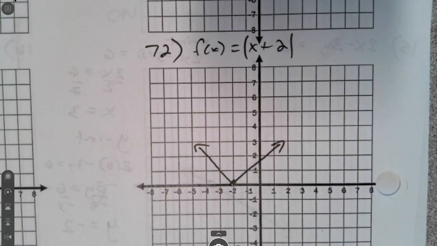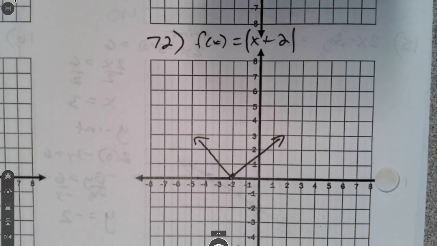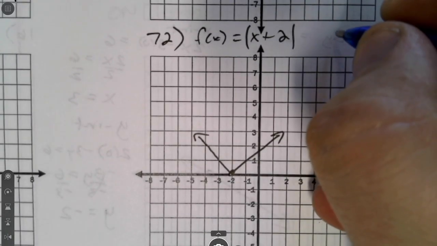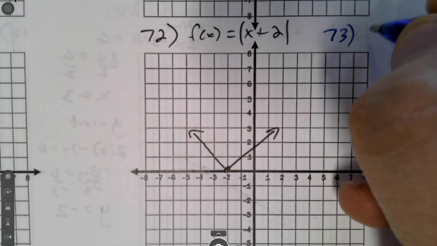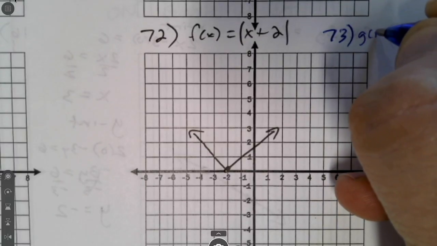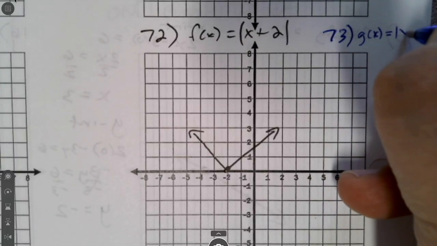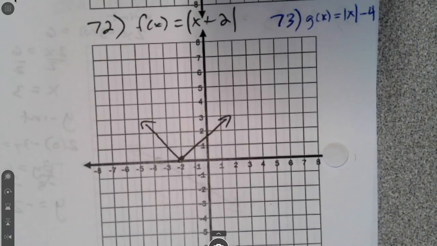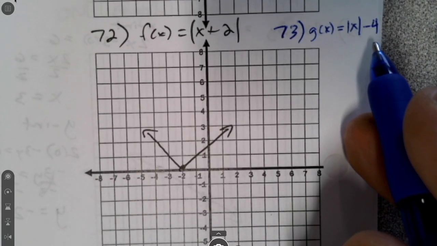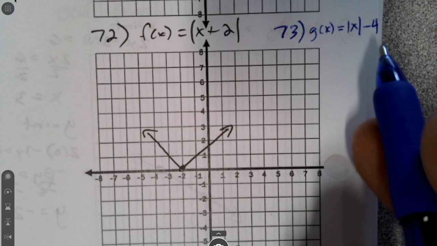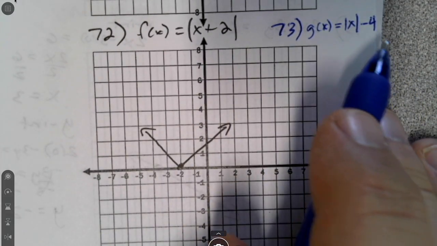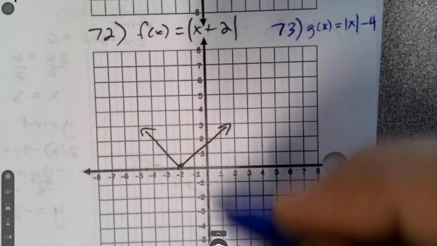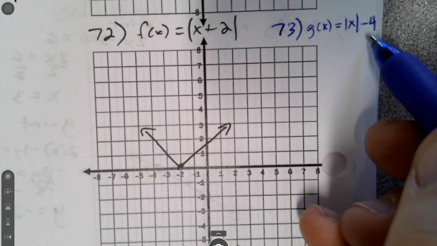Okay, whereas 73, I'm going to use a different color pen just so we can not have to use a whole other sheet in just a second. So 73, it's absolute value of x minus 4. So this time the adding or subtracting is happening outside. When it's adding or subtracting inside, it's a horizontal shift. When it's adding or subtracting outside, it's a vertical shift. So this is telling you to go down 4.